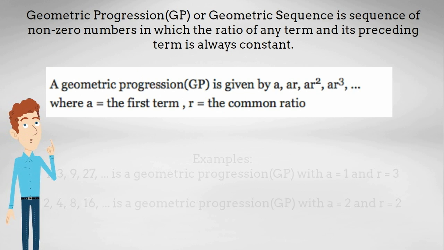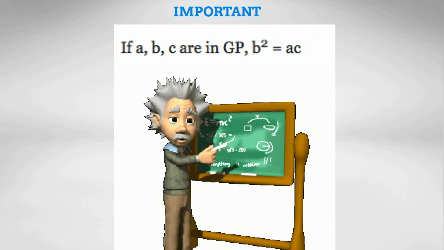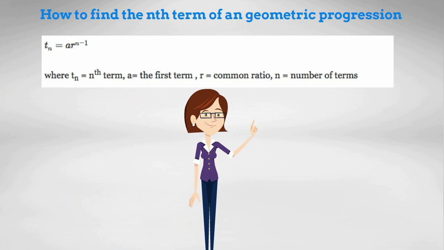A few examples are 1, 3, 9, 27, where a is equal to 1 and r is equal to 3, and 2, 4, 8, 16, where a is equal to 2 and r is equal to 2 as well. One important point to remember is if a, b and c are in GP, then b square is equal to ac. The next concept is how to find the nth term of a geometric progression.